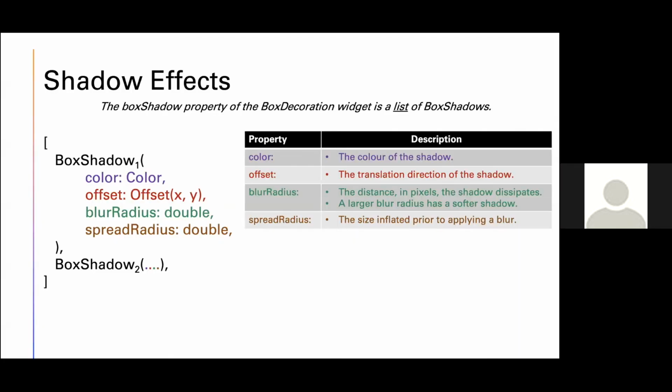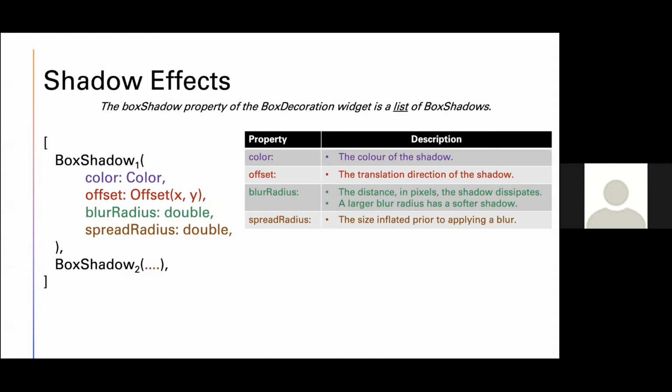Now, shadow effects, the box shadow property of the box decoration widget is just a list of box shadows. So let's go ahead and take a look at what box shadows are. In this case, I've got two box shadows, one that I've omitted the code from, and one box shadow that takes the properties of color, offset, blur radius, and spread radius. So the color is going to be a single color. In this case, the shadows can only be one color.